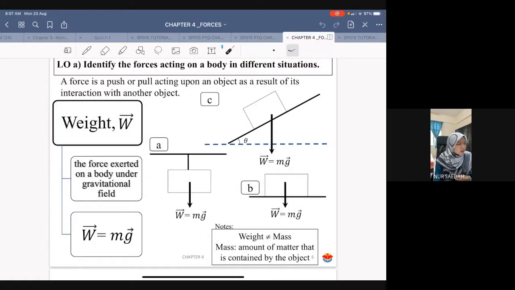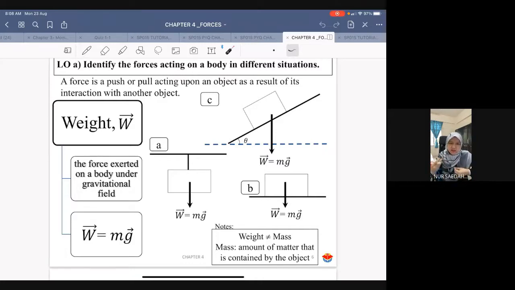So bila adanya force weight ni? Macam mana kita nak tahu sesuatu body tersebut ada weight? Korang boleh jawab? Bila ada mass. Bila ada mass, yes, good. So bila ada mass dan bila ada gravity lah. Maksudnya from the formula weight equal mg, m is the mass, g is the gravitational acceleration. So bila ada mass, so akan ada weight.